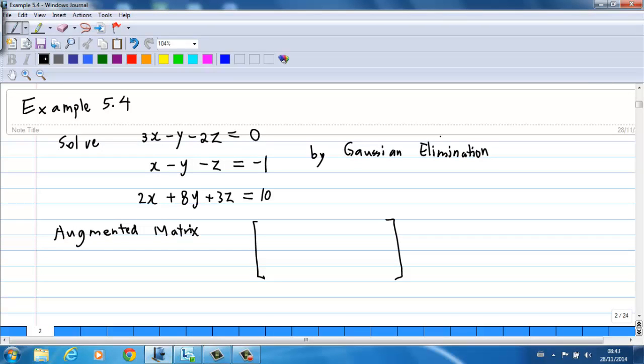First, we write down the augmented matrix. The first equation, 3x minus y minus 2z equals 0, gives 3, minus 1, minus 2, 0 in the first row. The second equation, x minus y minus z equals minus 1, gives the second row 1, minus 1, minus 1, minus 1. And the third equation, 2x plus 8y plus 3z equals 10, gives the third row 2, 8, 3, 10.